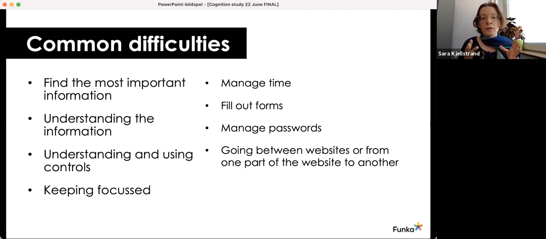If I know that I have a concentration span of an hour or 30 minutes, how long time will I be able to do what I came to do in this time, or do I need to plan it for another day? Fill out forms. That's also a very common difficulty, to understand the form and to manage time, and really everything comes into the filling out of forms. To manage passwords, as we've seen, and then the navigation and orientation. So going from one part of the website to another to find information and get back again, or to leave the website to look for other information.